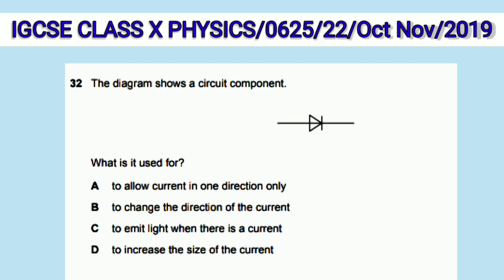Question 32. The diagram shows a circuit component. What is it used for? The diagram shown is that of a diode and it is used to allow current in one direction only. The correct answer is A, to allow current in one direction only.